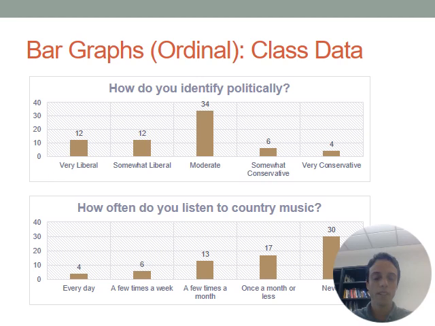How often do you listen to country music? People in these two classes do not listen to a ton of country music. 30 people say absolutely never, 17 people say once a month or less, and then we have relatively fewer people as we get to increases in country music.